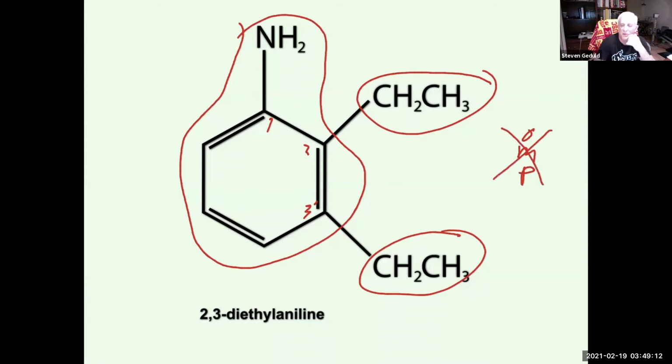It's not either one of those. Ortho, meta, and para can only be used when there are two groups. You can't have three substituents. If you have three, you cannot use ortho, meta, para, because there's a 1,2 and a 1,3, so you can't use that distinction. So this is 2,3-diethylaniline.